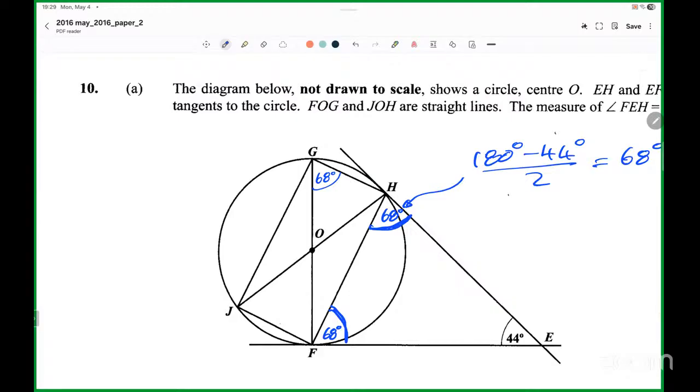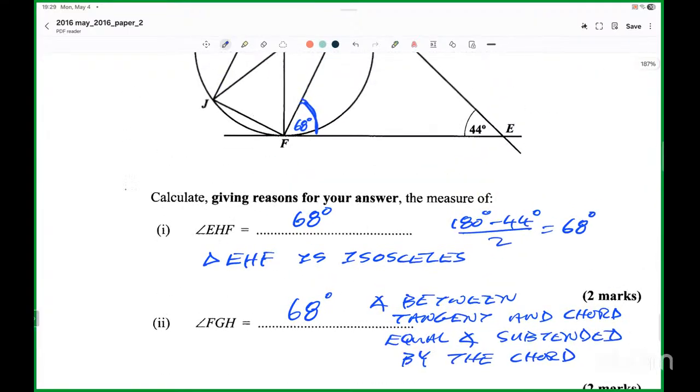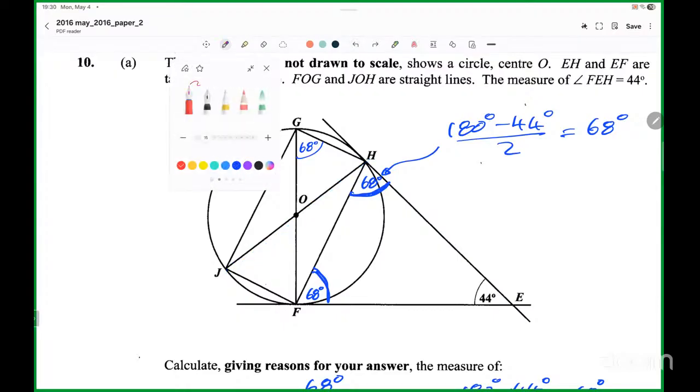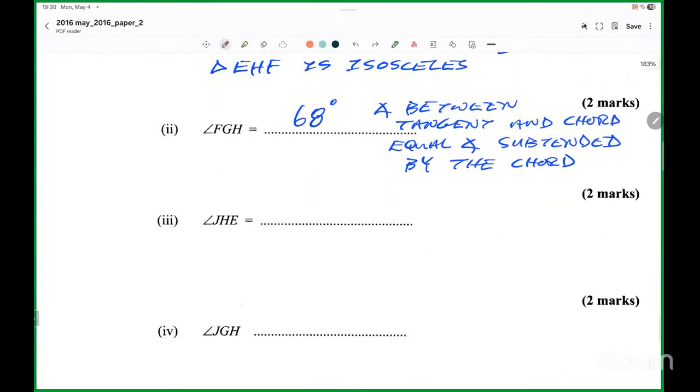Then I want angle JHE. I'm going to draw it in red for you so you can see it. Angle JHE, J to H to E, is the angle between this radius and this tangent. That's 90 degrees. The angle between a tangent and a radius is 90 degrees. So this angle is 90 degrees.